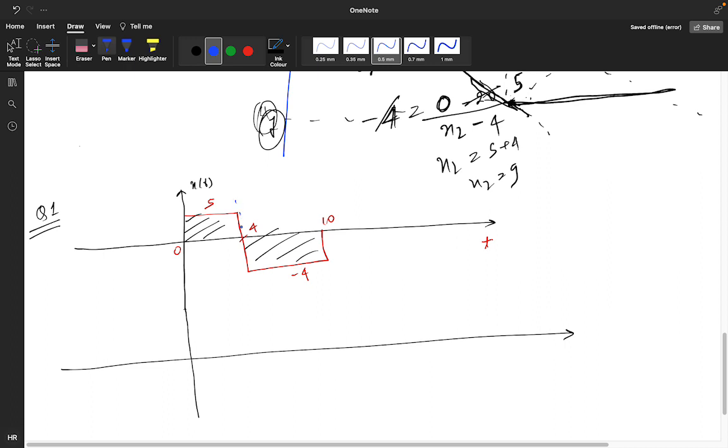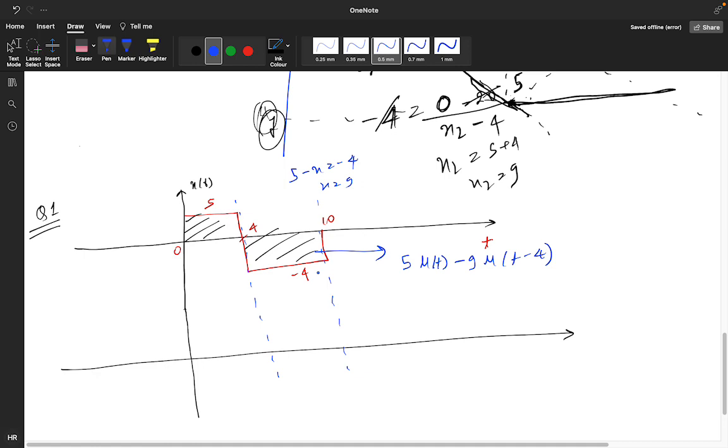I'm taking this as a slope. So what will be the equation of this? What will the equation of this be? 5 u of t minus 5, so 5 is going to minus 4. So 5 minus x equal to minus 4. So that means x is equal to 9, minus 9 u of t minus 4.